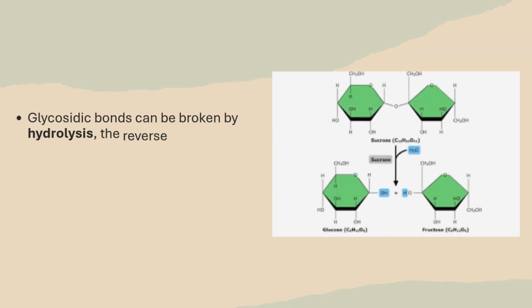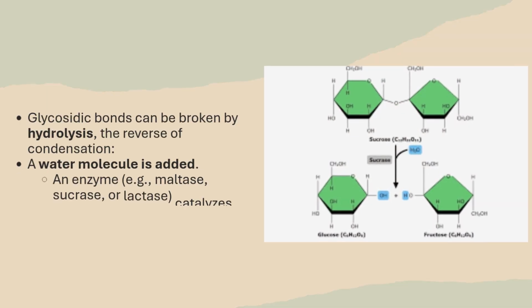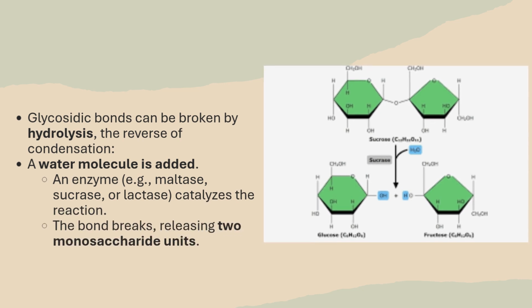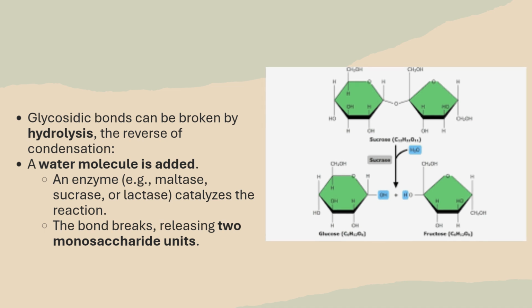Glycosidic bonds can be broken by hydrolysis, the reverse of condensation. A water molecule is added. An enzyme, for example maltase, sucrase, or lactase, catalyzes the reaction. The bond breaks, releasing 2 monosaccharide units.